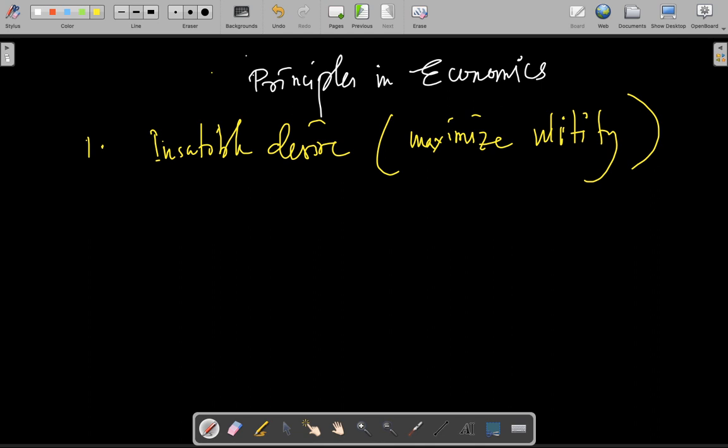Now, implied in this is the notion of scarcity, right? You have limited time. You have almost no money and you have limited time. You can't have more than 24 hours a day. That's all you have. Now, there comes the notion of scarcity, and that is really fundamental in economics.